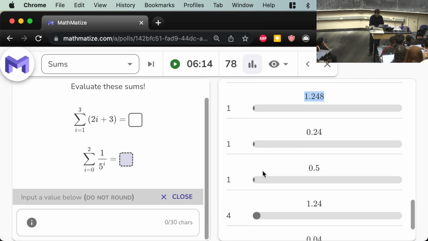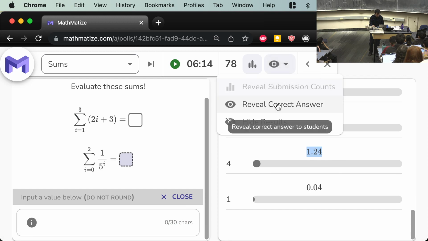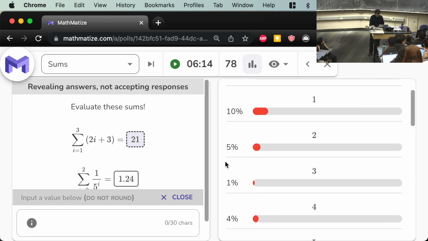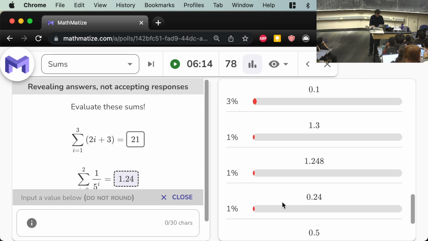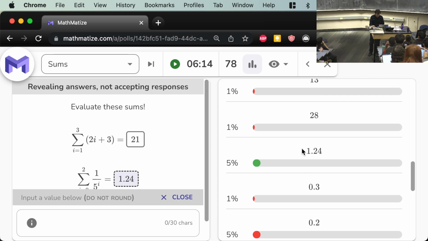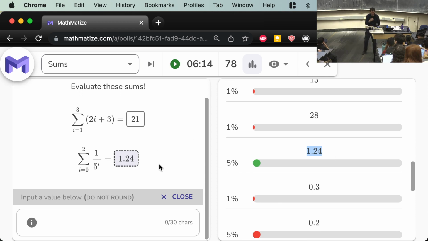The correct answer is 1.24, which 4 people got. So congratulations to those 4 people. 5% of the class, 4 people got it right, which is maybe not surprising if a lot of people didn't see the video on Friday. All right, any questions or comments about that one? Maybe even if you didn't see the video, you're starting to understand the pattern of adding up and what it means.